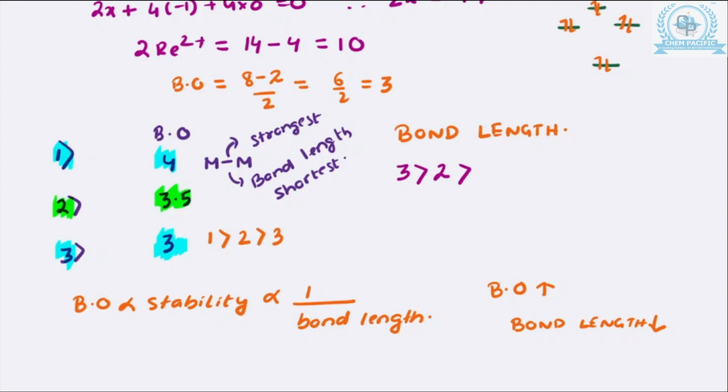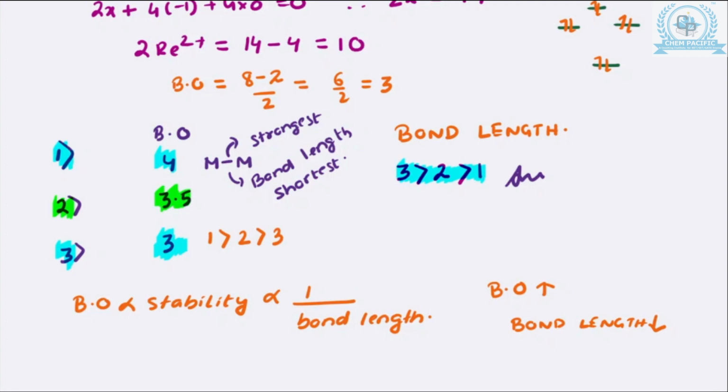Clear to all of you? So therefore the bond length of 4 is less. So this is the answer. So answer is 3 greater than 2. The bond order of 1 is 4. So the bond length of 1 is shortest. So the answer is 3 greater. The bond length is maximum for 3, and then you have 2, and then you have 1.